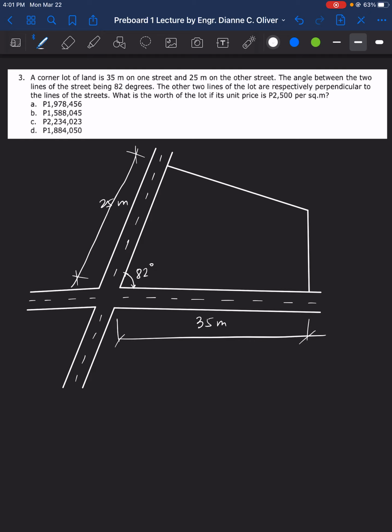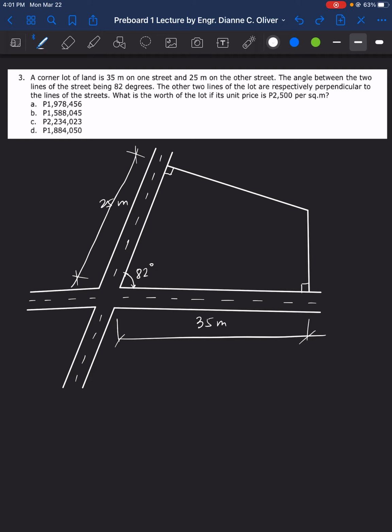The other two lines of the lot, these ones, are respectively perpendicular to the lines of the street. So this is 90 degrees, 90 degrees, 90, 90. What we're looking for here is the area of this lot. Find the area. How do we do that?